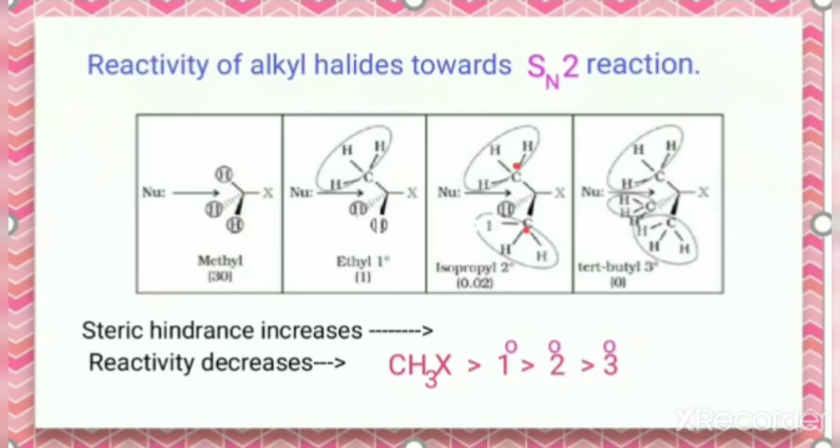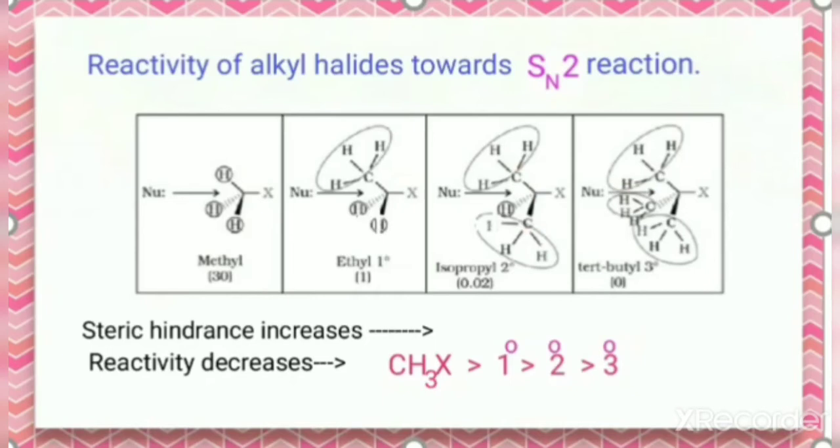You can check there are 2 alkyl groups and only one hydrogen is there. So the nucleophile again finds difficulty to approach this carbon because of hindrance. And in the third case also there are 3 alkyl groups, 1, 2, 3. So again the nucleophile finds difficulty to approach, or we can say it is difficult to attack the partially positive carbon atom.